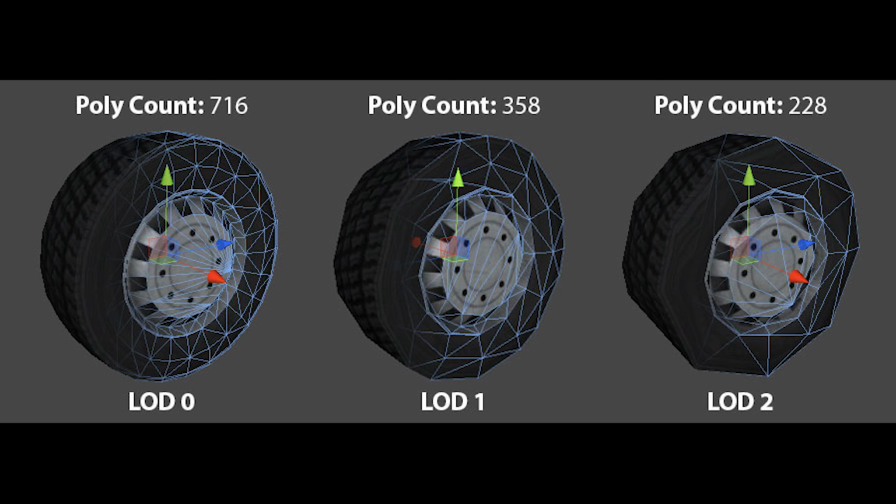For a regular prop, it is fine to have 3 LODs or so, but for some assets you would need more or less.